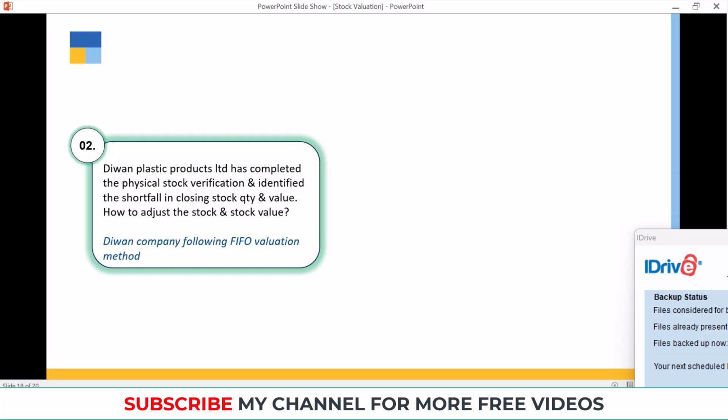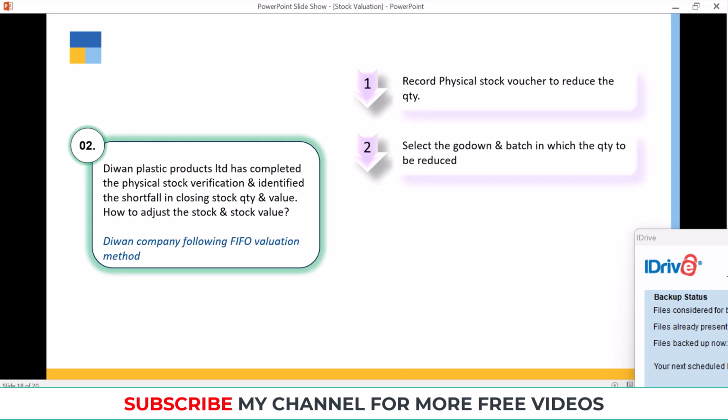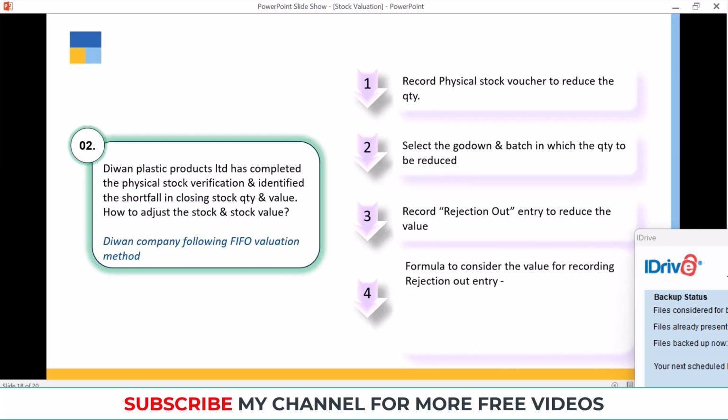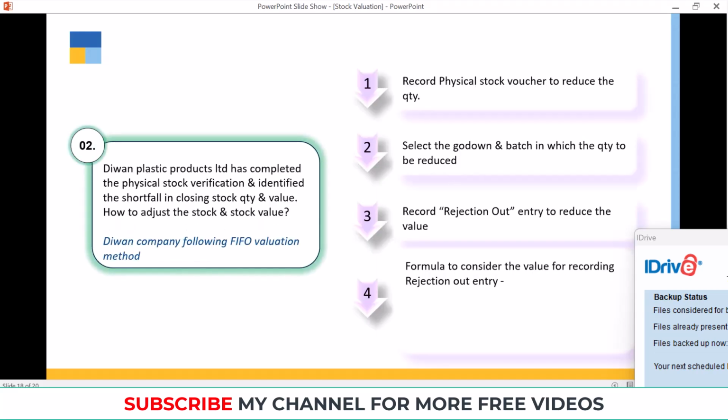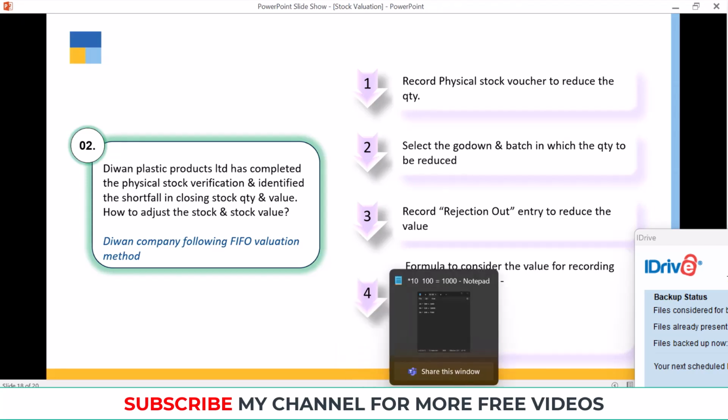Physical stock verification, in a sense, is the physical counting of the items in the business. So I have to record a physical stock voucher to reduce the quantity. Select the Godown and batch in which the quantity is to be reduced. Record rejection out to reduce the value. The formula to consider for rejection out is given here.